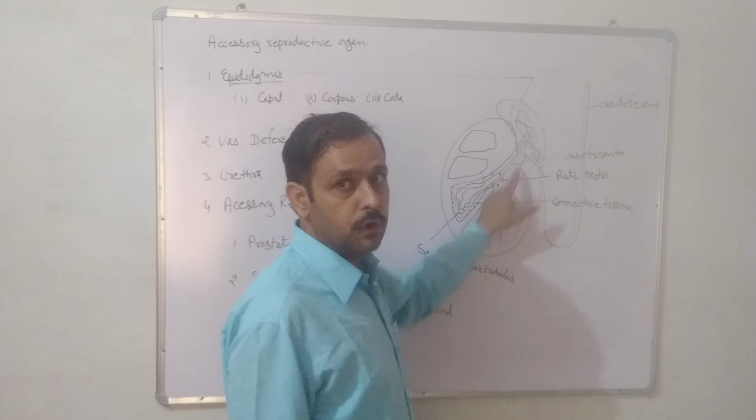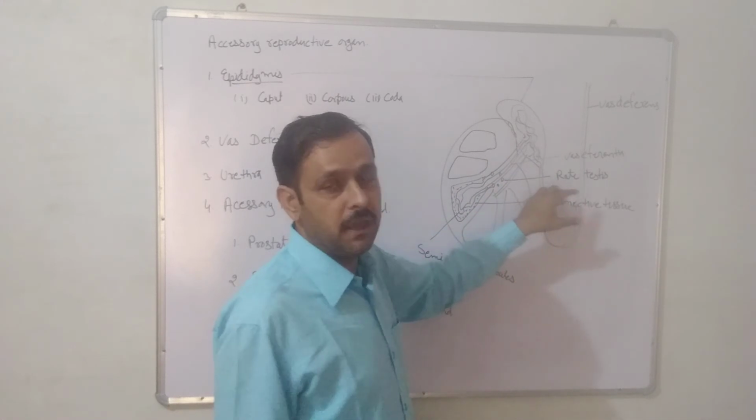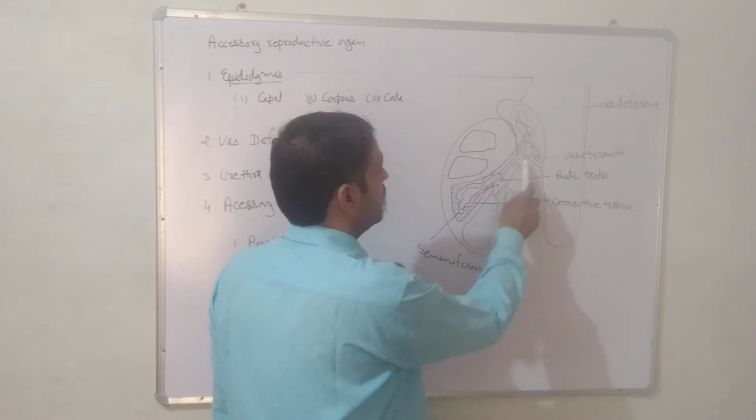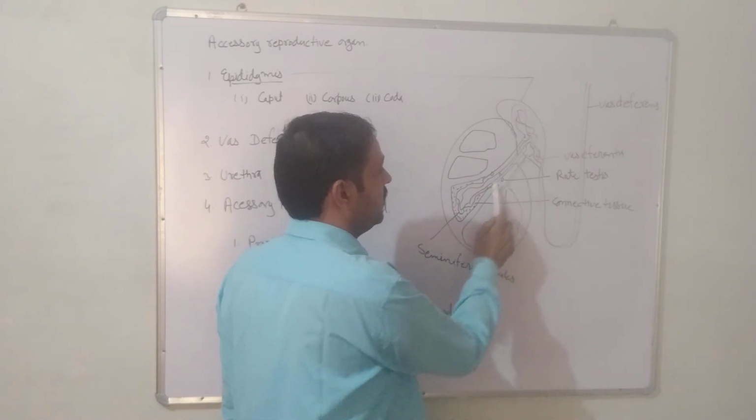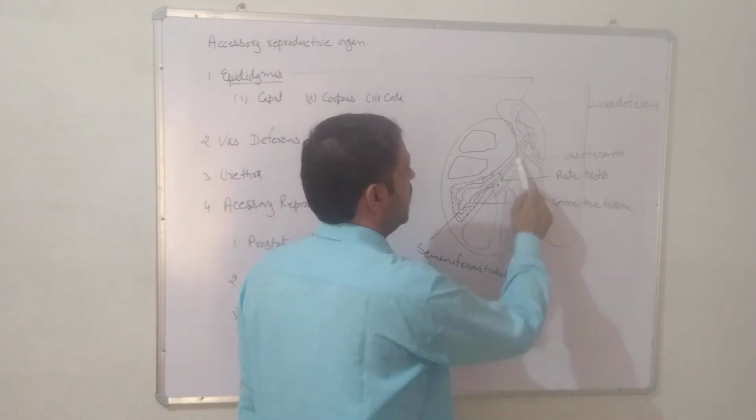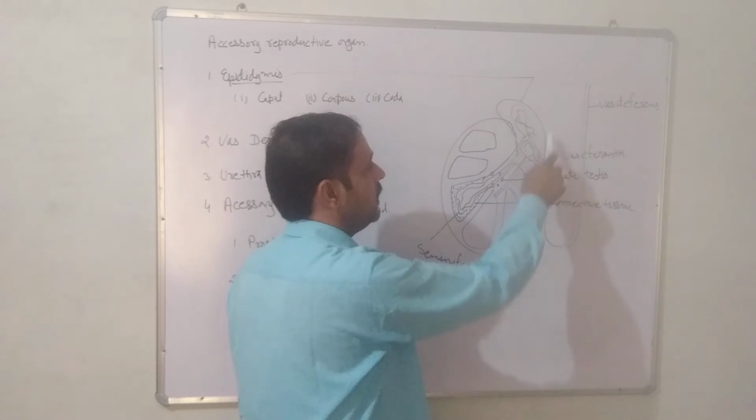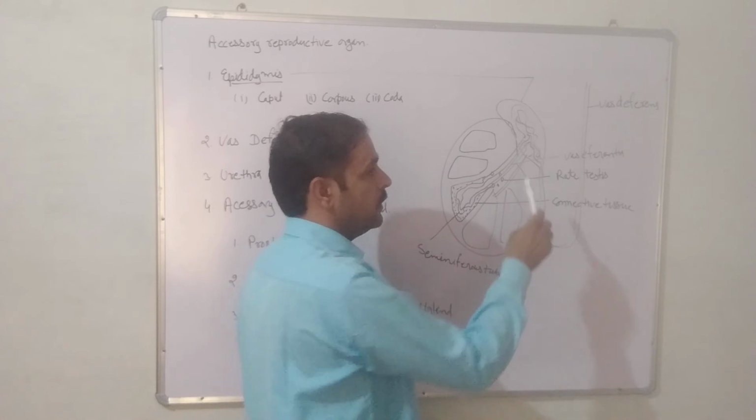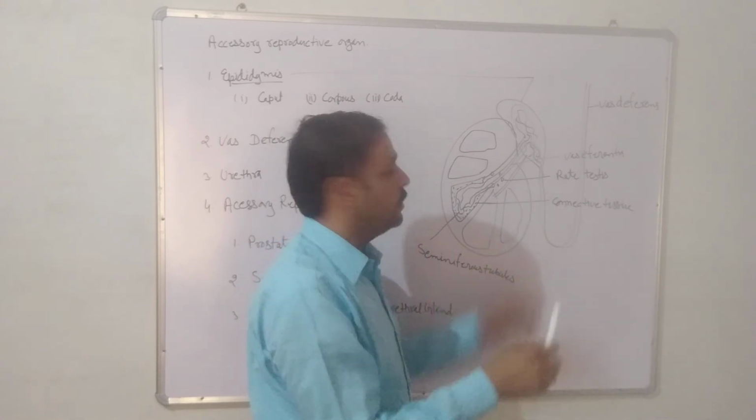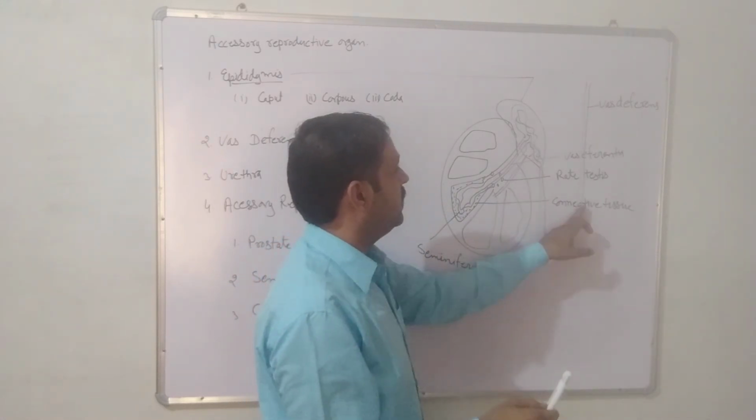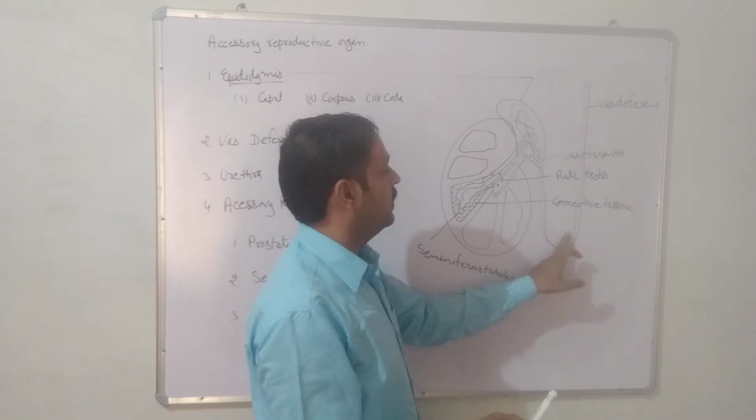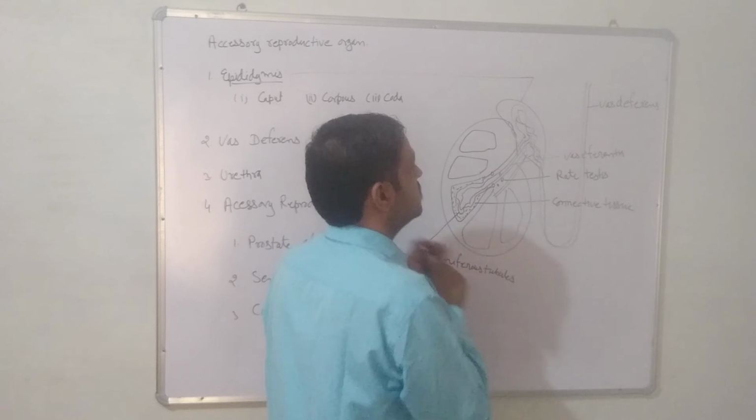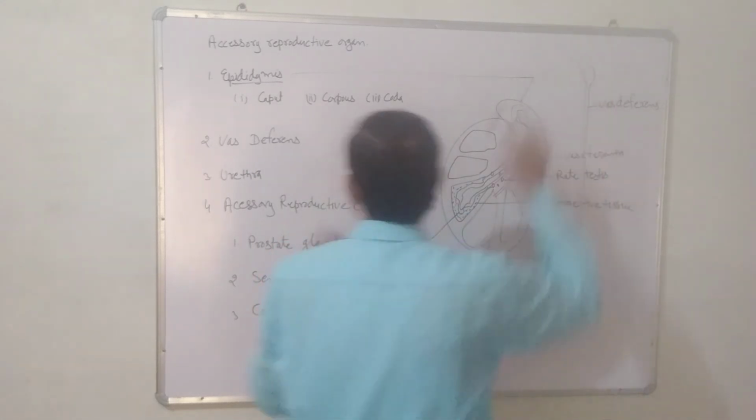Whenever all the seminiferous tubules go to the epididymis, they make a structure called rete testis, and these structures in the testes are called vasa efferentia. Whenever they go into the epididymis, they make a more convoluted tubular structure, and this epididymis opens into the vas deferens, and the vas deferens opens into the urethra.